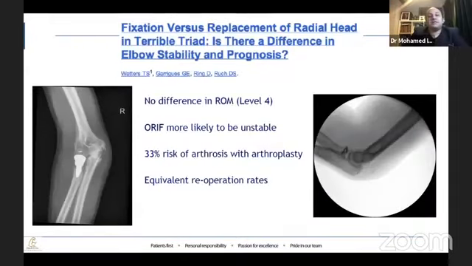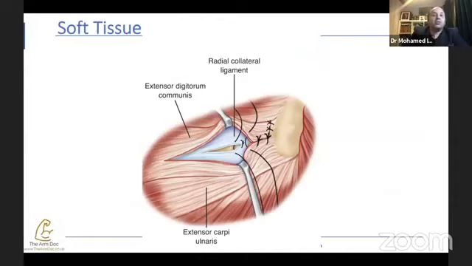And fixation versus replacement: if you can fix it, fine, but if it is unlikely that you will achieve a good anatomic reduction that would enable early range of motion, if you have more than 3 fragments according to the paper by Ring, then a replacement would be the best option. So what about soft tissue management? You've addressed your radial head and your coronoid. In closure, there are different ways of repairing the soft tissue structures.